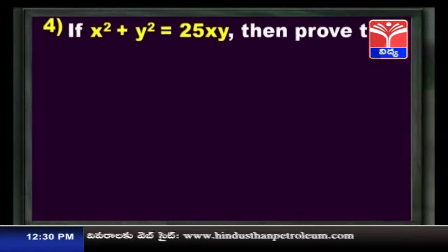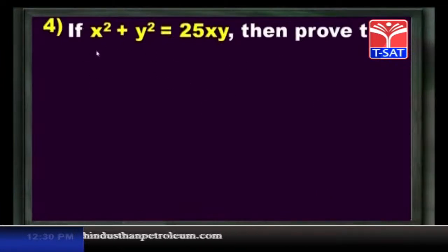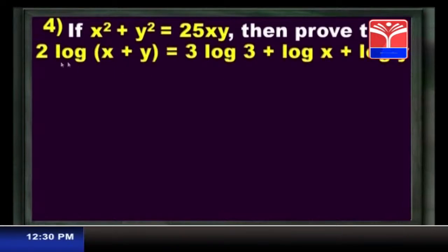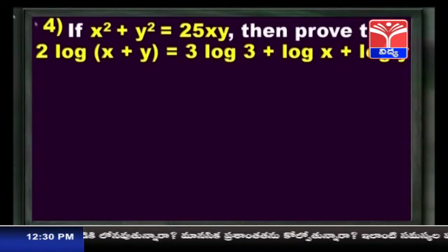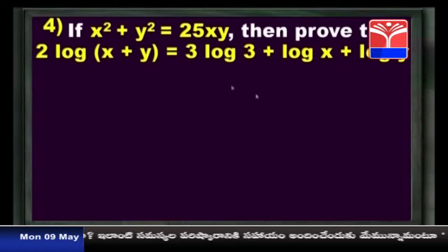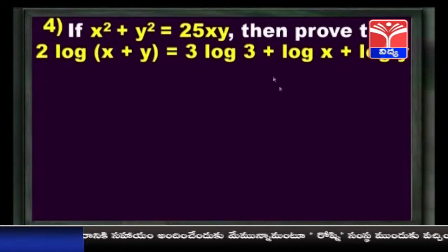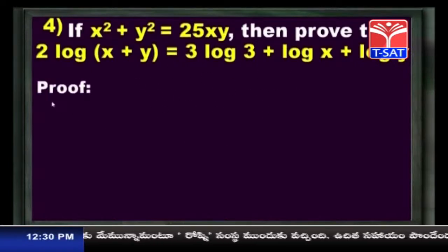Now let us see one more problem. This is an important problem. If x square plus y square is equal to 25xy, then prove that 2 log x plus y is equal to 3 log 3 plus log x plus log y. So the given question is x square plus y square is equal to 25xy, then prove that 2 log of x plus y is equal to 3 log 3 plus log x plus log y. We can solve this problem using two methods. So let us see one method here.